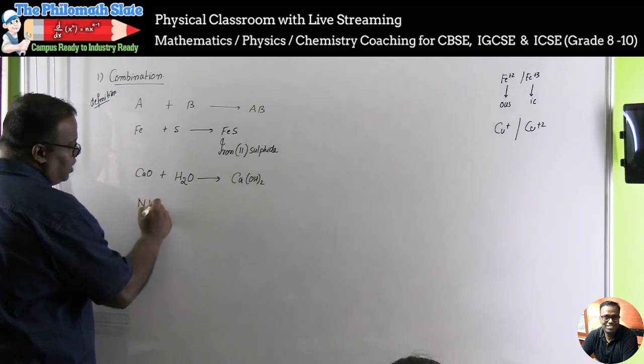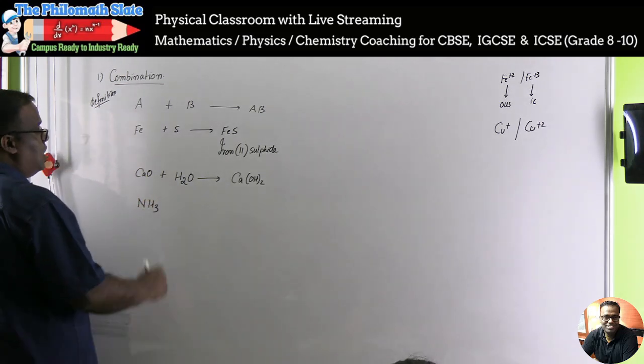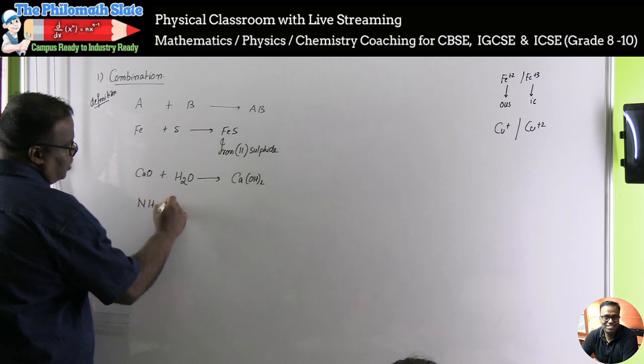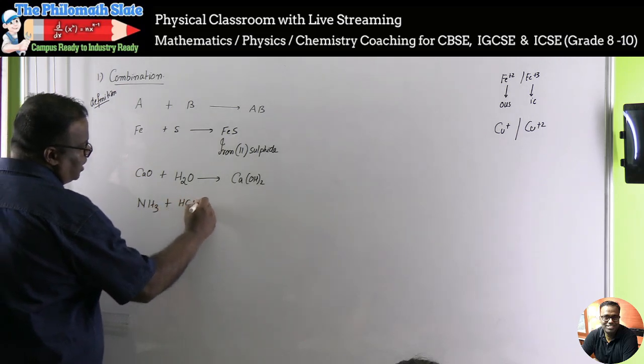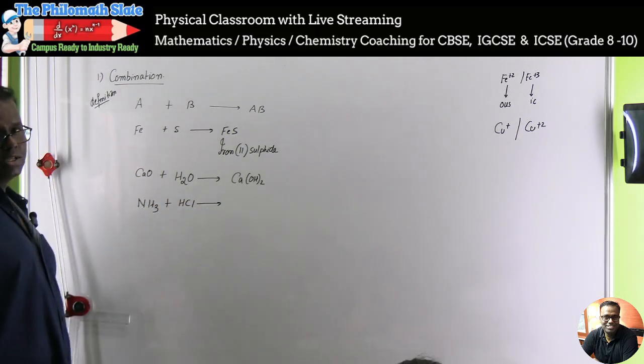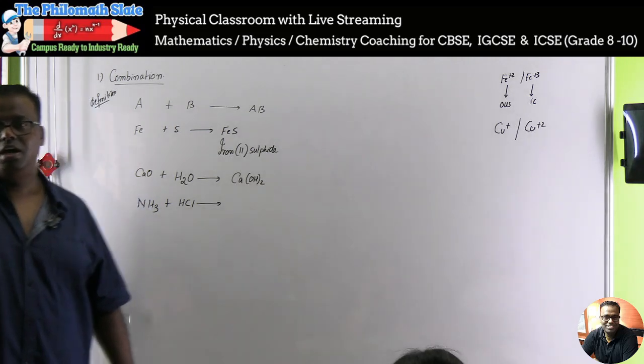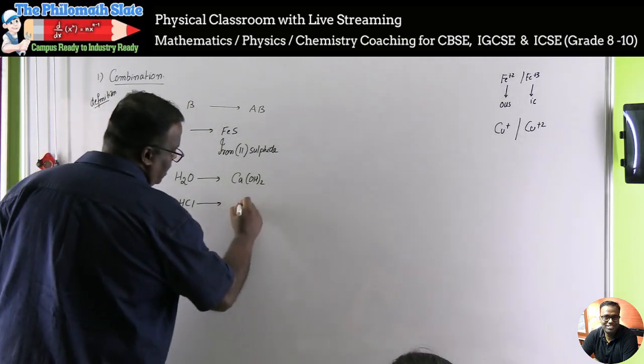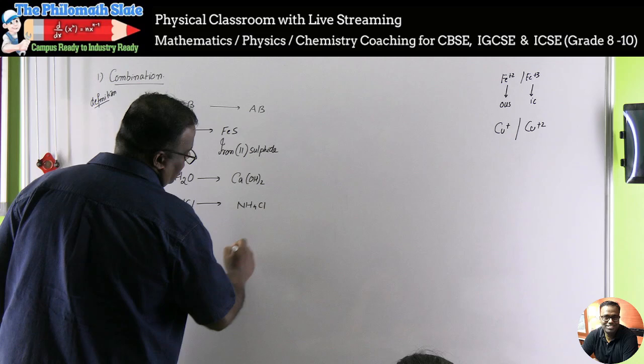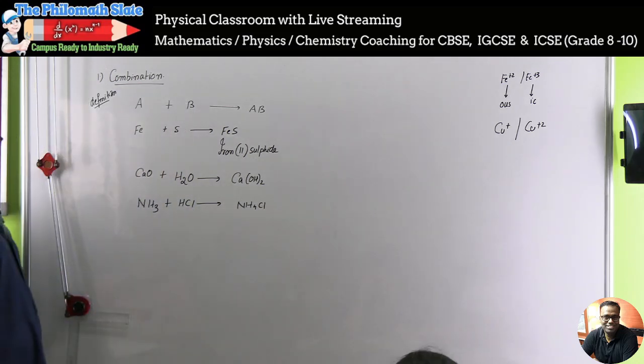NH3. What is NH3? Ammonia. NH3 reacts with HCl. What should you get? This is sublimation reactions reversal. Ammonium chloride, NH4Cl. हाँ, और क्या?